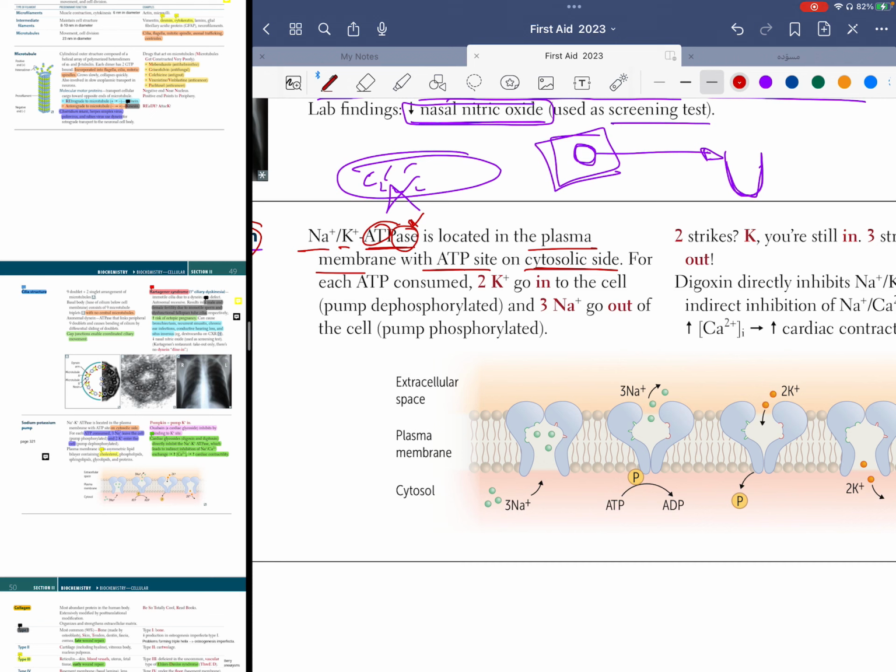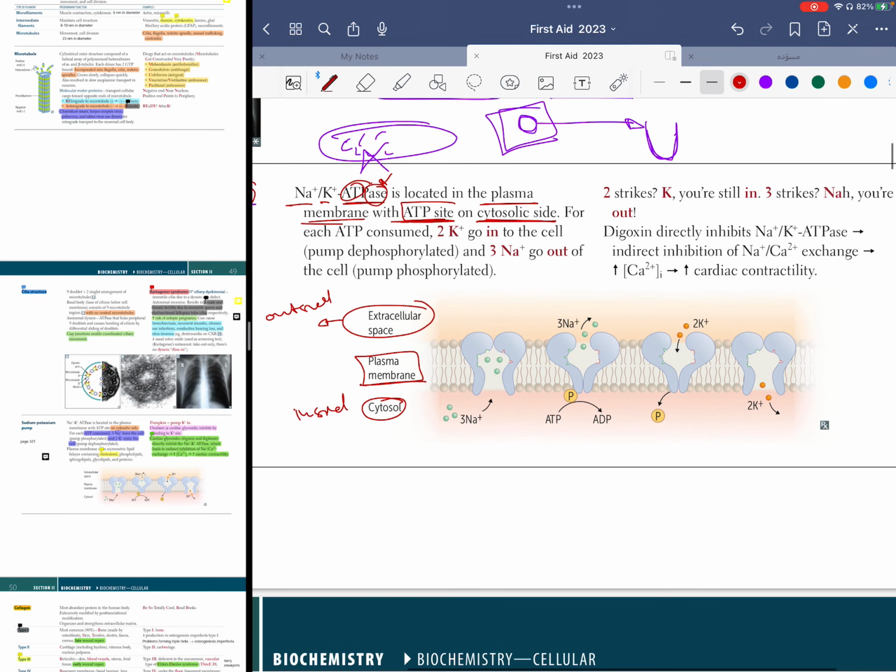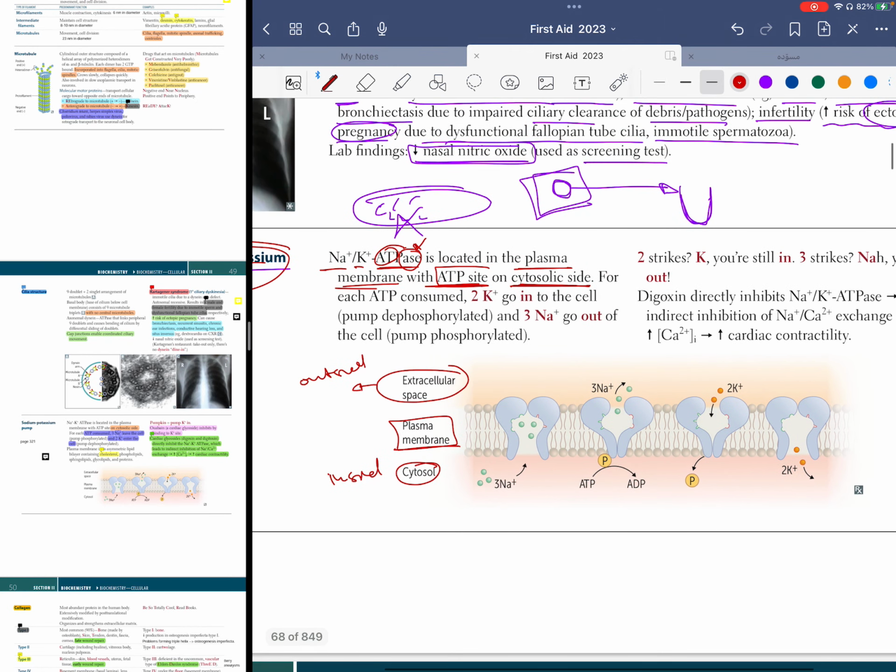ATPase, so it requires energy, and it's located in the plasma membrane with the ATP site, because of course we said it requires energy, on the cytosolic side, not to the outside of the cell, but actually to the inside of the cell. So this is cytosol, the inside of the cell, this is the plasma membrane, and this is the extracellular space, the outside of the cell. And we do have the ATP site on the inside of the cell. So it's like an exchange between the sodium and potassium, okay?